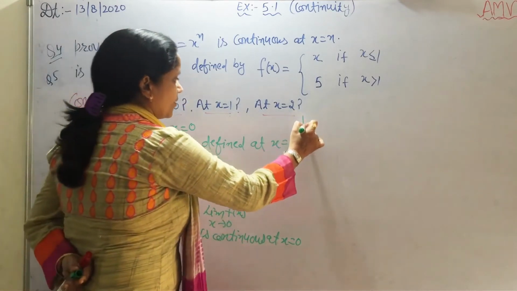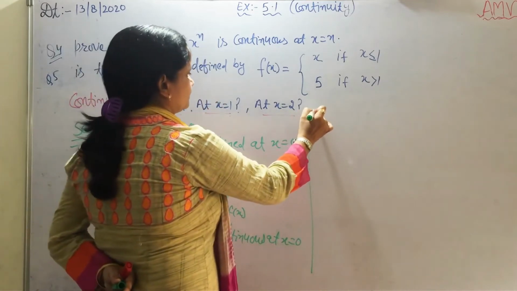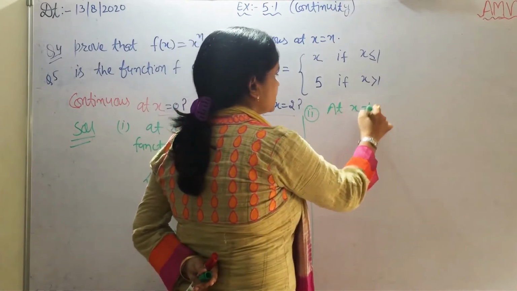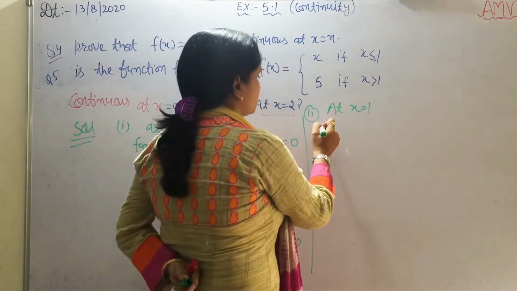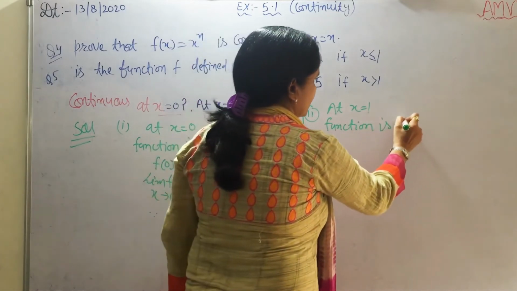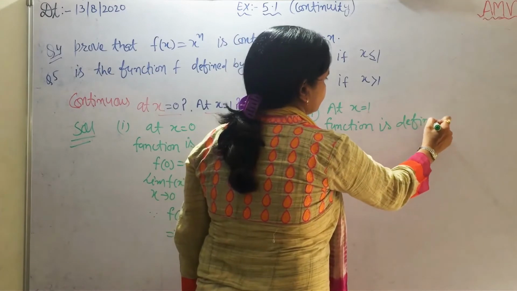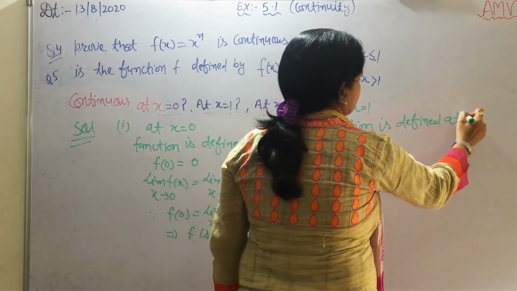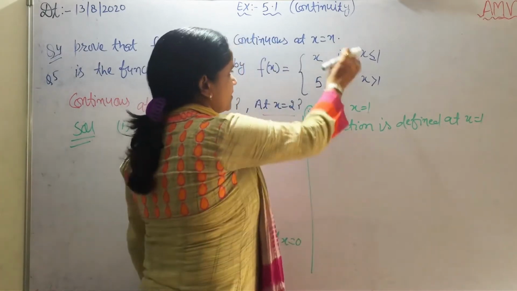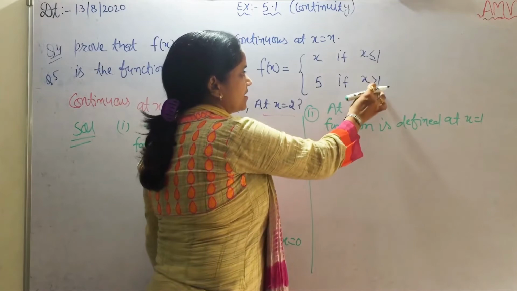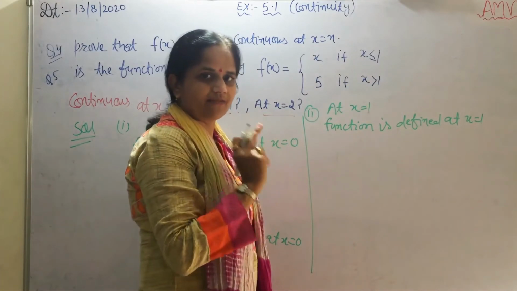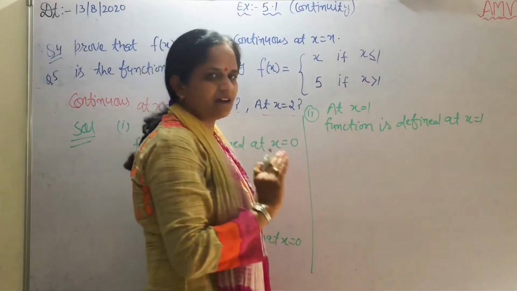Okay, and now next, for x is equal to 1. First of all, the function is defined at x is equal to 1. Now students, see here the function is given for less than 1 and greater than 1. So we have to find the right hand limit, the left hand limit and the value of the function.